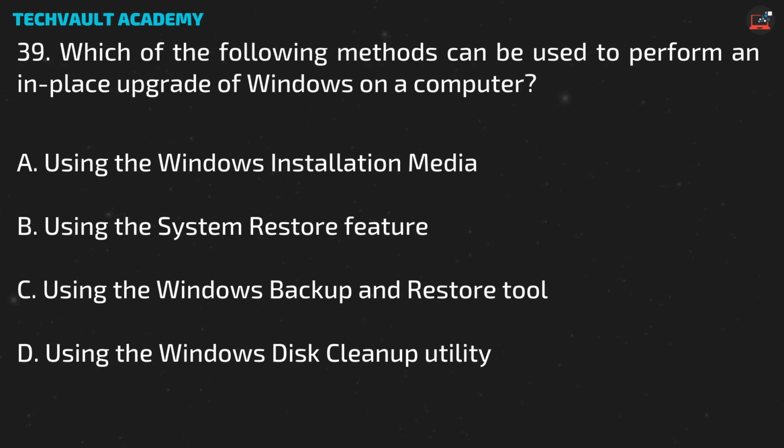39. Which of the following methods can be used to perform an in-place upgrade of Windows on a computer? A. Using the Windows installation media. B. Using the System Restore feature. C. Using the Windows Backup and Restore tool. D. Using the Windows Disk Cleanup utility.